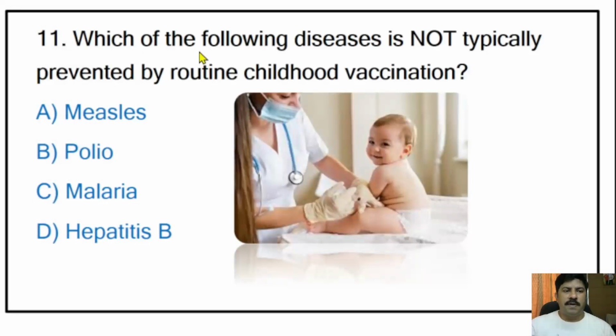11th question. Which of the following diseases is not typically prevented by routine childhood vaccination? Measles, polio, malaria, hepatitis B. So the correct answer is malaria.